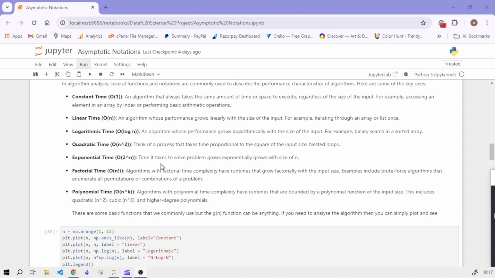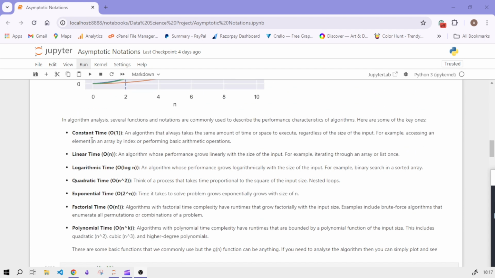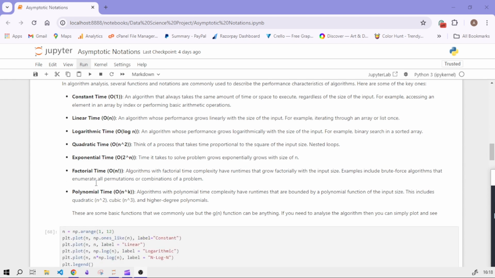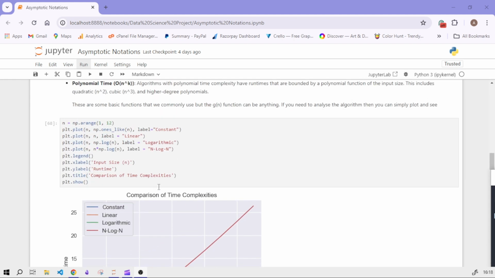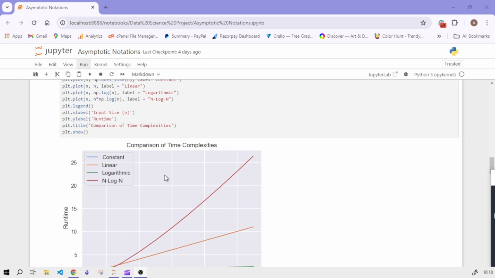You can even plot the graph and figure out which of two algorithms is more efficient. So whichever graph stays below, you can simply select that particular algorithm. But most commonly you will come across these time complexities: constant time, linear time, logarithmic time, quadratic time, exponential time, factorial time, polynomial time. So let's plot them and see what happens. I'll come back to the explanation about how to figure out the time complexity, but let's first see the graphs here.